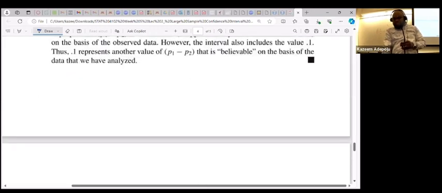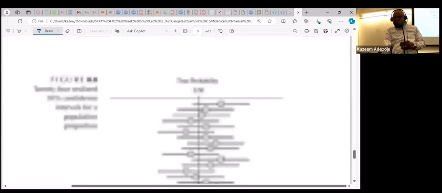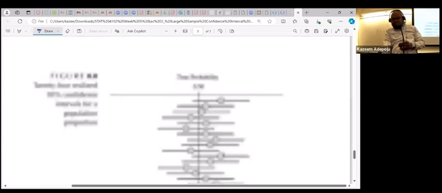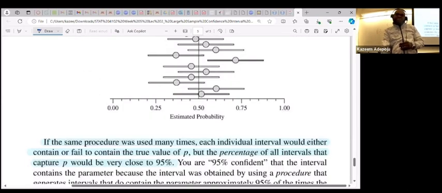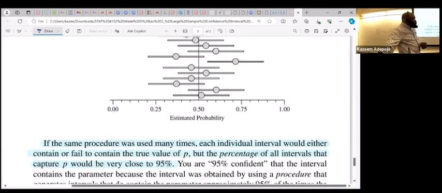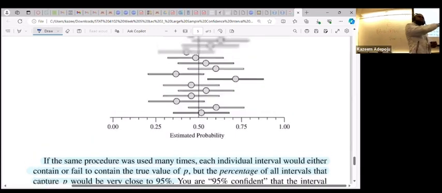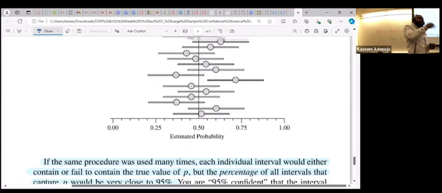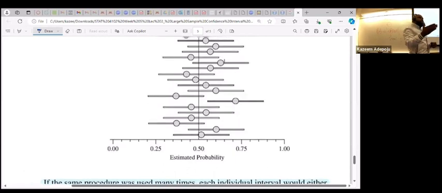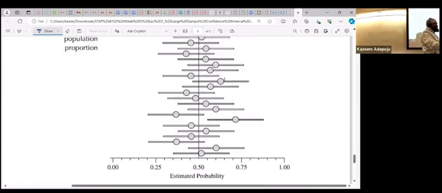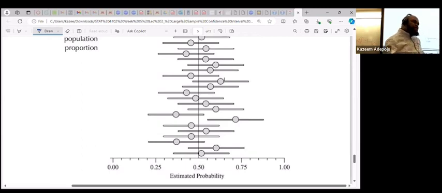Somebody asked me before, what is the meaning of confidence interval? The confidence interval is just trying to say, when I perform this experiment 100 times, when I say 95% confidence level, it means the true value will lie in only 95 of the intervals, approximately.